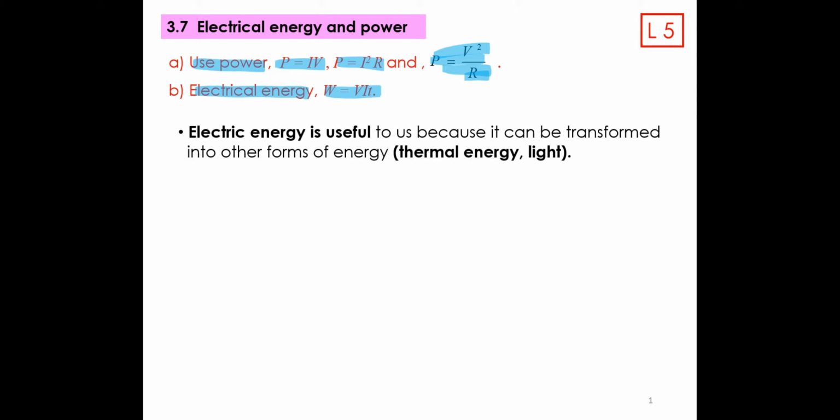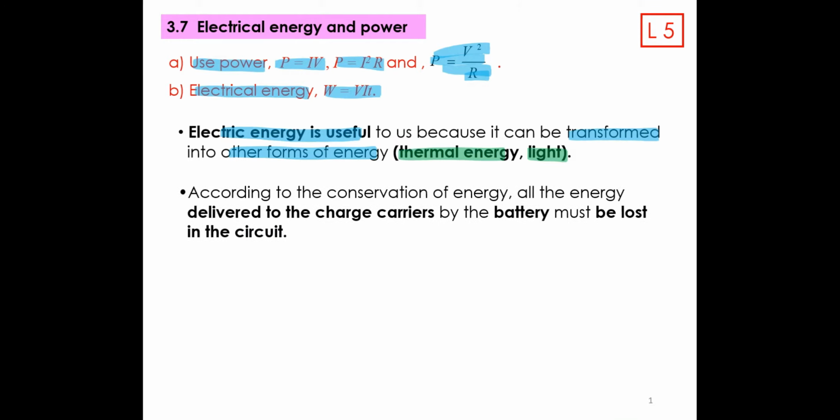Look at the explanation about electrical energy. As we know, electrical energy is useful to us because it can transform into other forms of energy, because energy cannot be destroyed. So electric energy can be changed into other forms of energy. It can be thermal energy or light, because at night usually we use the lamp and so on, so you have the light.